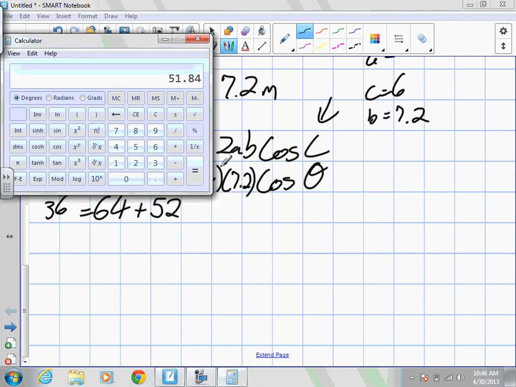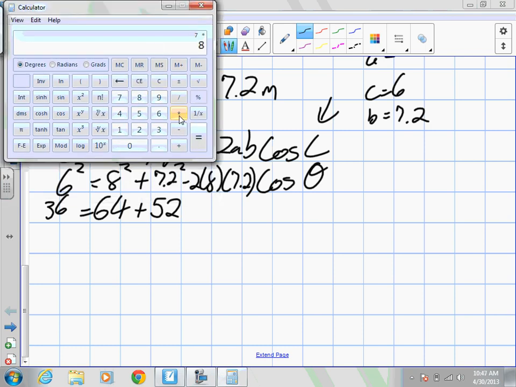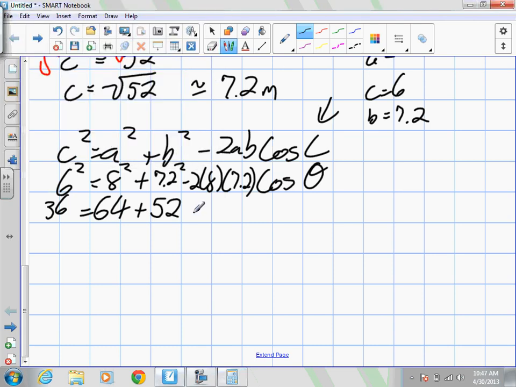7.2 multiplied by 8 multiplied by negative 2. Oh, I only did 7. Thank you. 7.2. There we go. Times 8 times 2 when it's negative gives us negative 115.2. So minus 115.2 times our cos theta. Now we can kind of collect all of these terms here. They're all adding and subtracting.